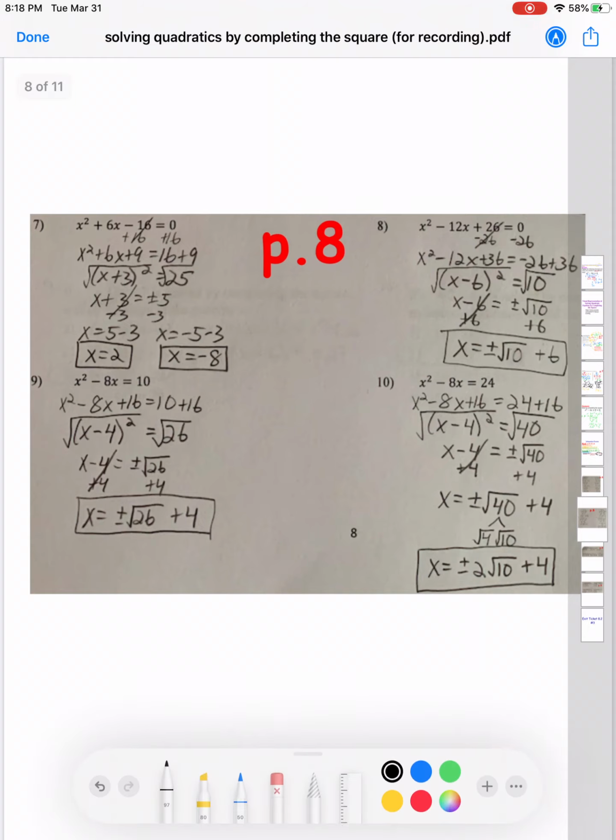You'll notice here, just to point out, that in 8 and 9, I ended up still with a square root in my answer because neither 10 nor 26 were perfect squares. Similar thing happened in number 10, but the square root of 40 could be simplified further into the square root of 4 and the square root of 10, which should have given you 2 square root of 10. Again, that's called simplest radical form.